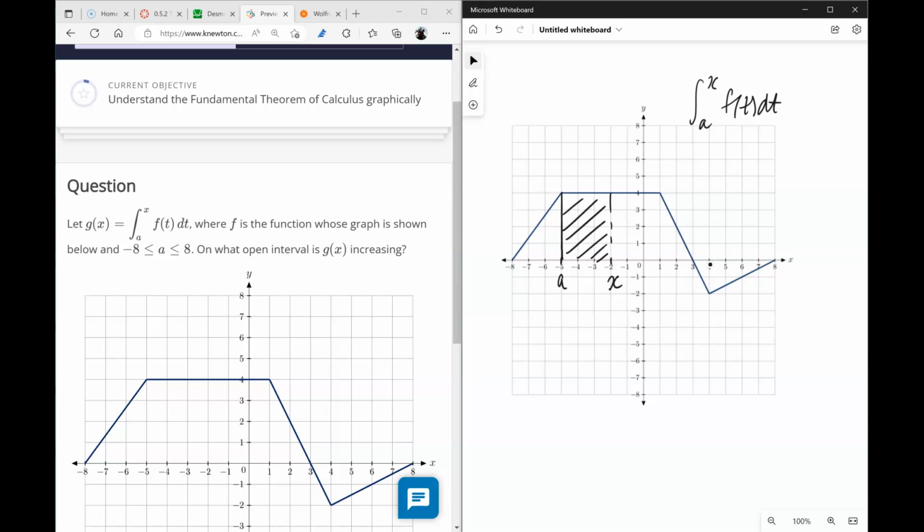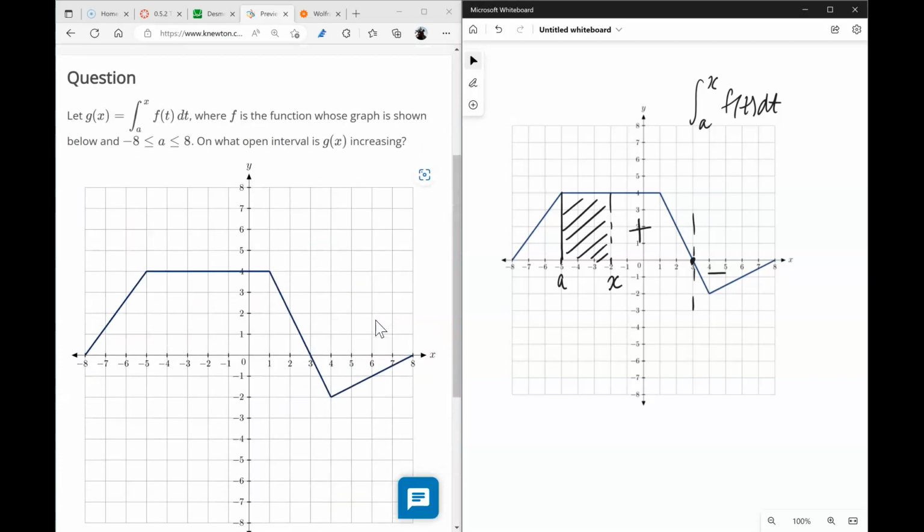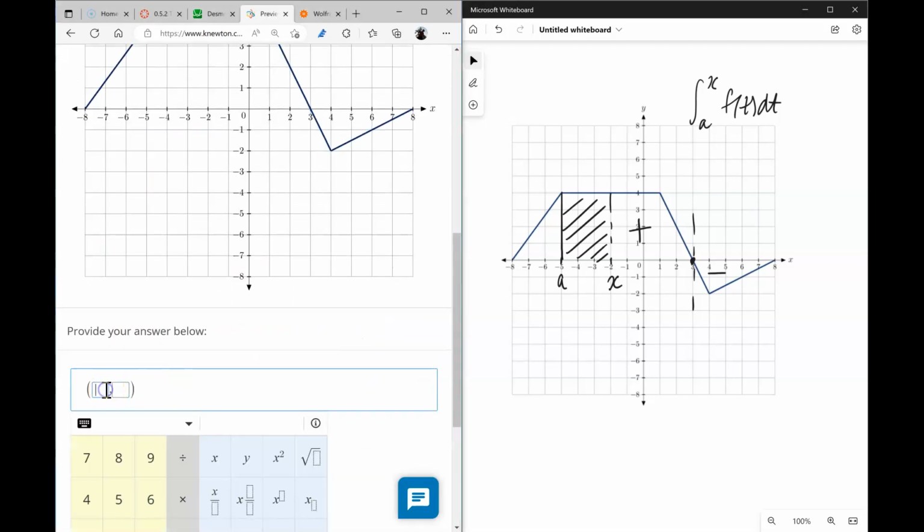So you see how when the area is positive, the function will be increasing because you keep adding positive area. But as soon as you cross this point and the area becomes negative, x getting larger will result in decreasing the cumulative area because of the negative sign. So the answer is it's increasing from -8 all the way to 3.